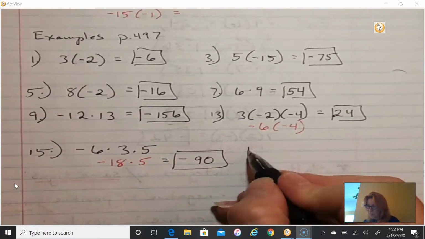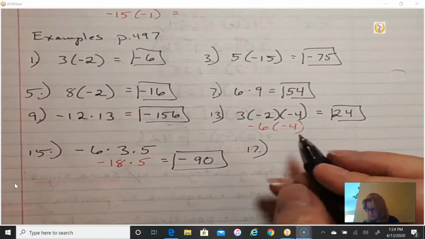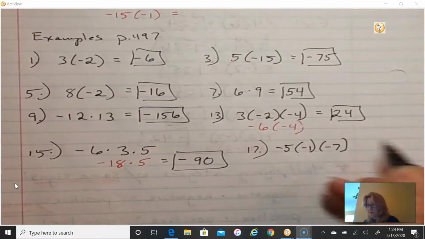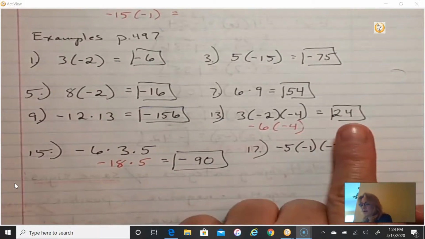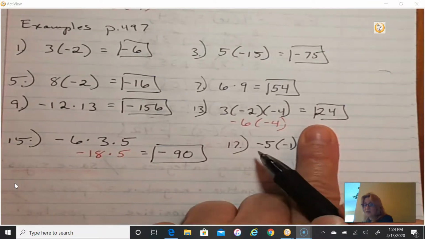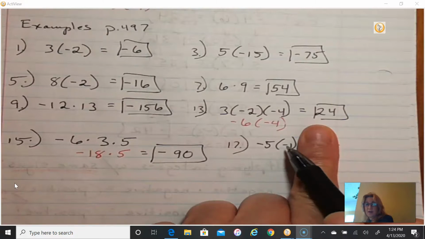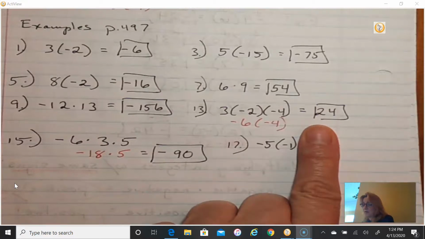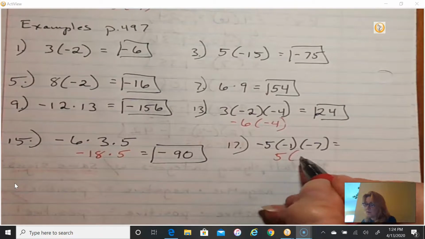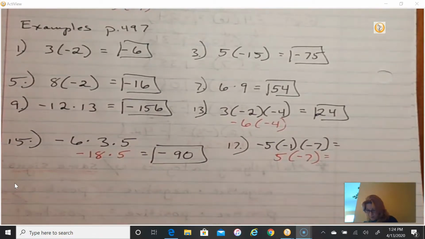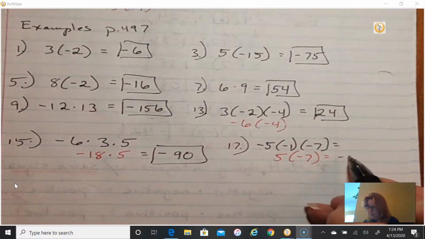I'm going to do one more before I set you free. 17. Negative 5 times negative 1 times negative 7. All right. Negative 5. So you have a negative times a negative. That's going to give you a positive. Negative times a negative gives you positive. So you have negative 5 times negative 1. That's going to give you a positive 5 times negative 7. Bringing that down. So then you have 5 times negative 7 gives me a negative 35.